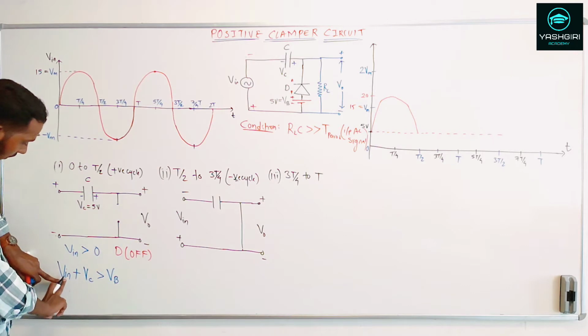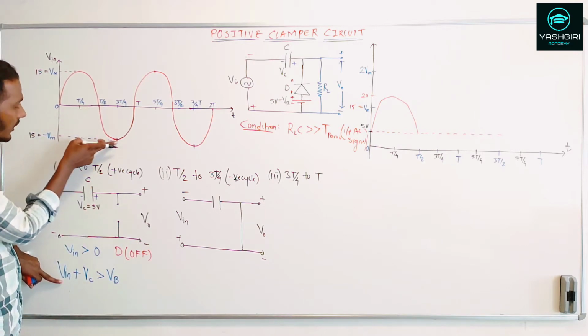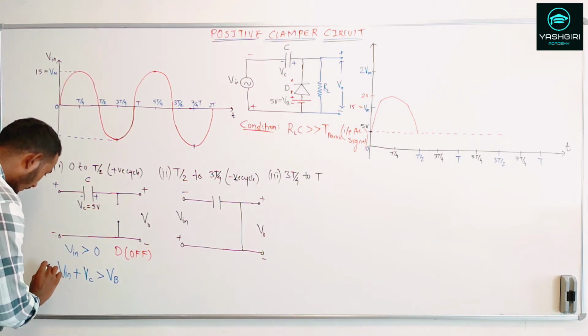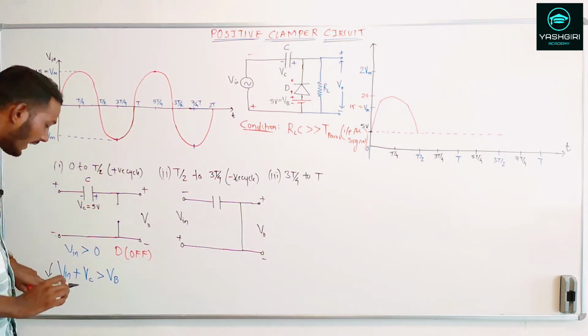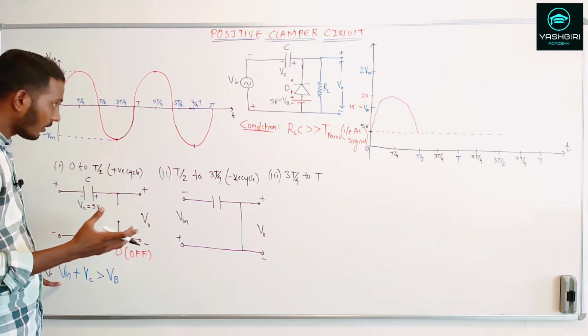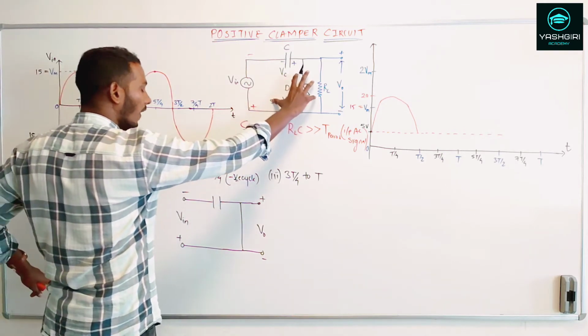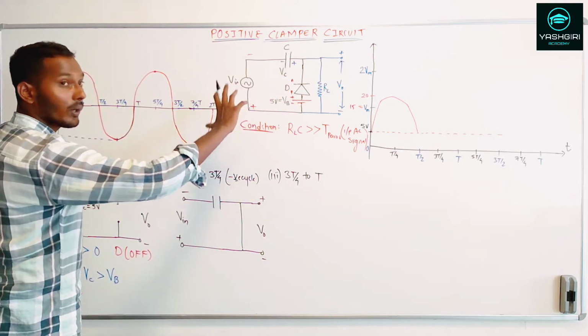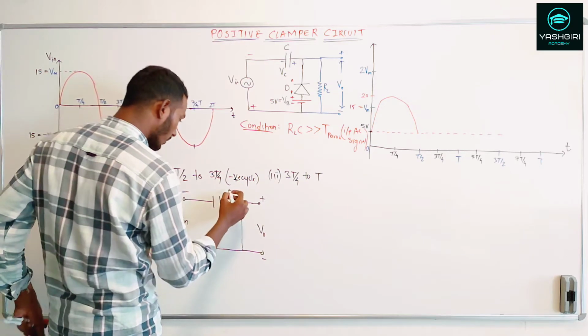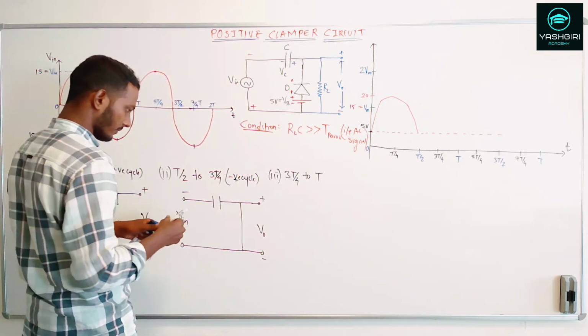Now here, for the same condition, we are going to the negative side. That means the V in will drop, right? And when the V in drops, there will not be enough voltage to keep this diode in the off state. So the diode will go in the on state. All right, so the diode here I have shown will go in the on state.